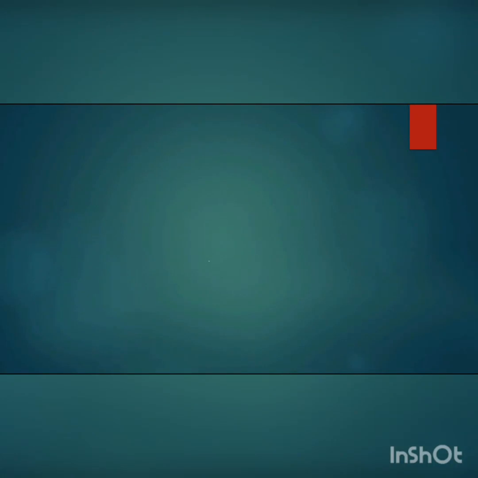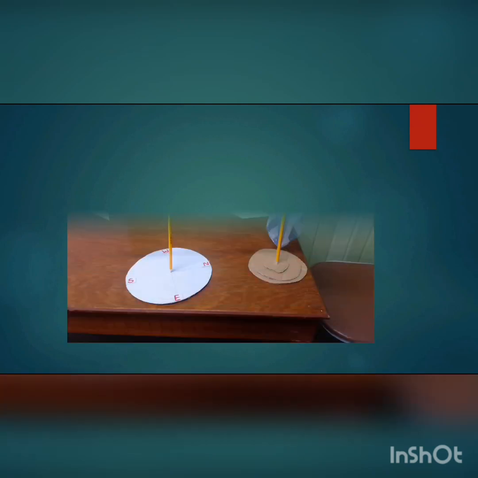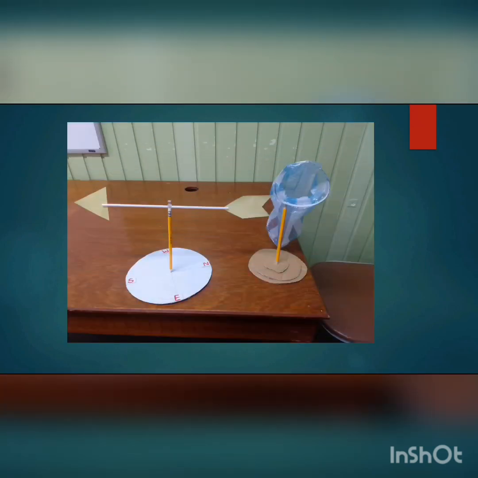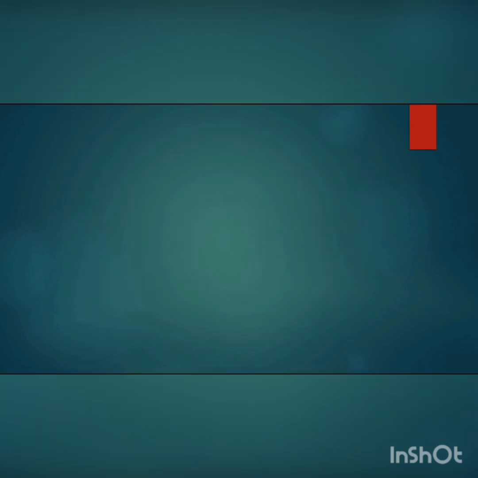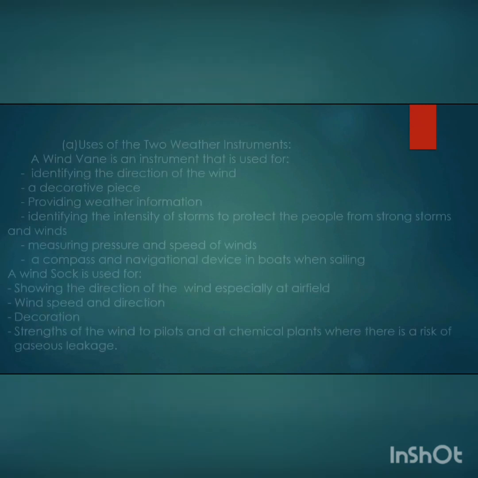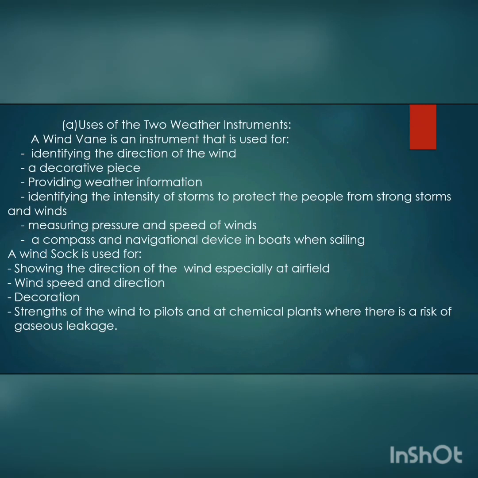Two models of any two weather instruments were to be constructed. As you can see, they are a wind vane and a windsock. We have to outline their uses also. As you can see, a wind vane is an instrument that is used for identifying the direction of the wind.